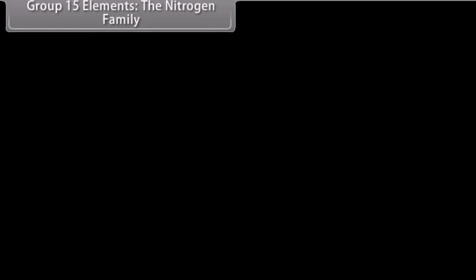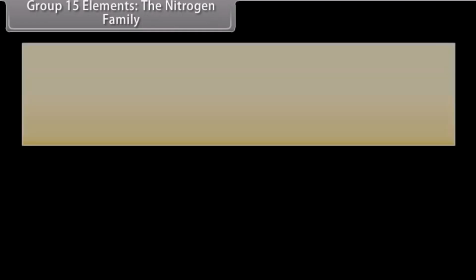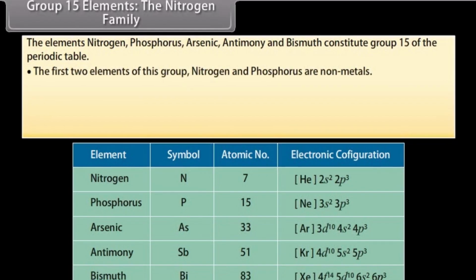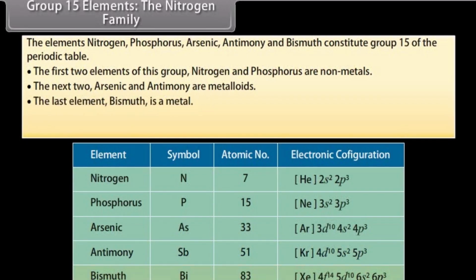Group 15 elements, the nitrogen family. The elements nitrogen, phosphorus, arsenic, antimony and bismuth constitute group 15 of the periodic table. The first two elements of this group, nitrogen and phosphorus, are nonmetals. The next two, arsenic and antimony, are metalloids. The last element, bismuth, is a metal.